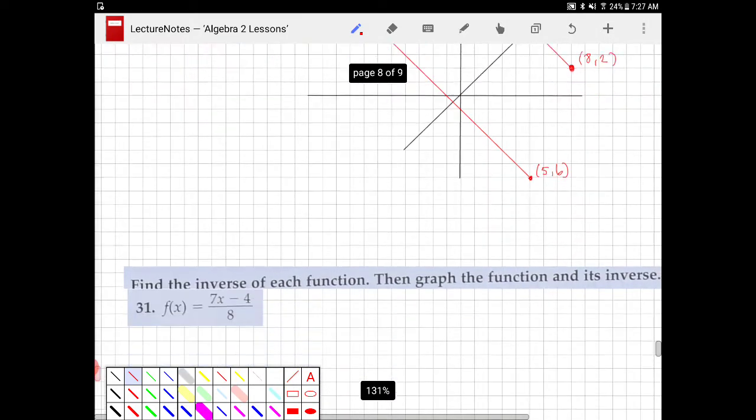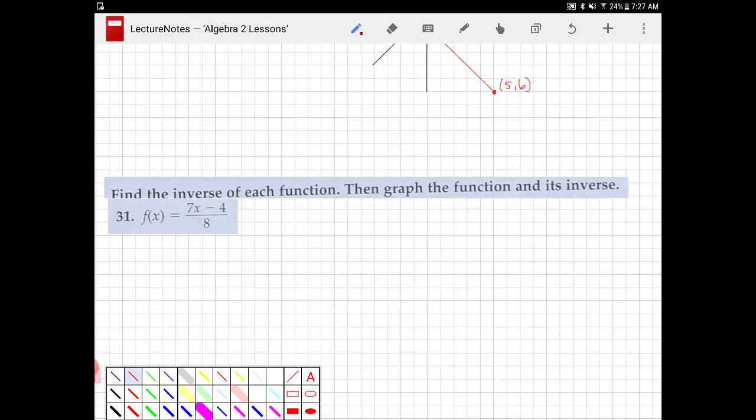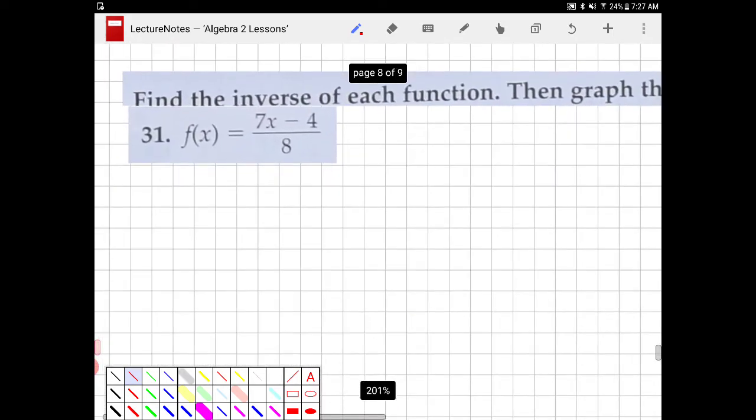All right, let's take a look at another example. Here we need to find the inverse of each function and then graph the function and its inverse. All right, so to do that, I'm going to replace f of x with the letter y. So y equals (7x - 4) over 8. I'm going to try to isolate x.